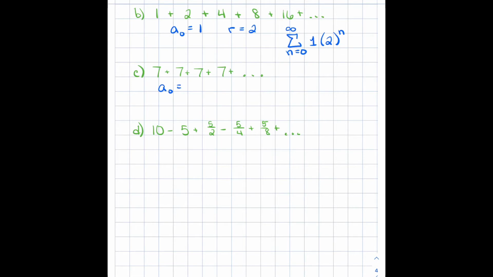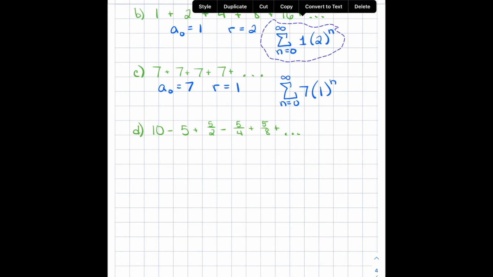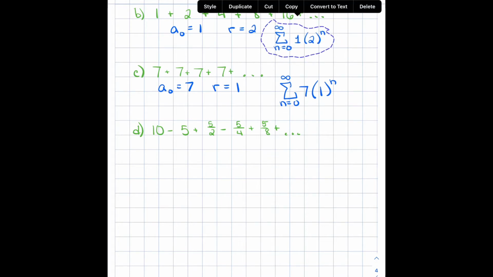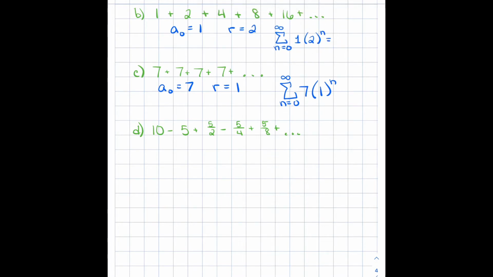All right, let's look at part C. Part C, a sub 0 is 7. The common ratio is 1. So what we end up having is the sum from n equals 0 to infinity, the original term times 1 to the n. Do we need the 1 to the n? Absolutely not. You know what? I'm going to rewrite these so you can see. Because 1 to the n, no matter what n is, will always just be 1. So I can rewrite this first one to be more clear as just 2 to the n power.